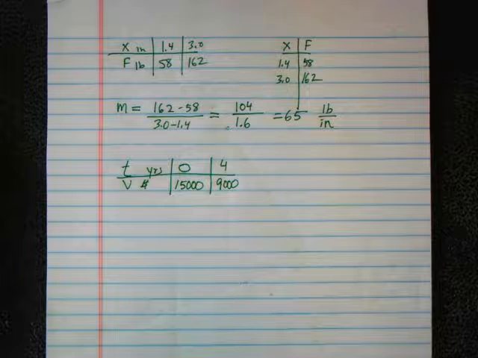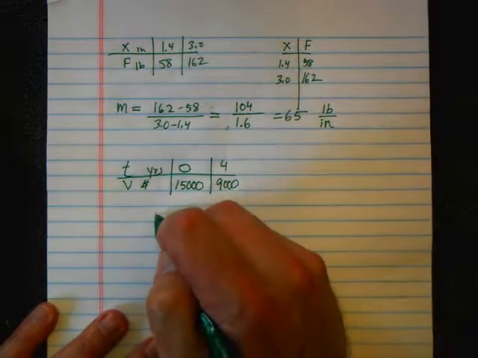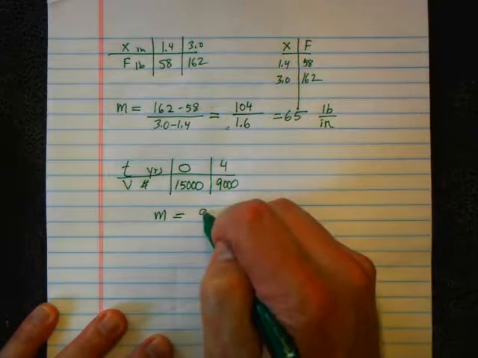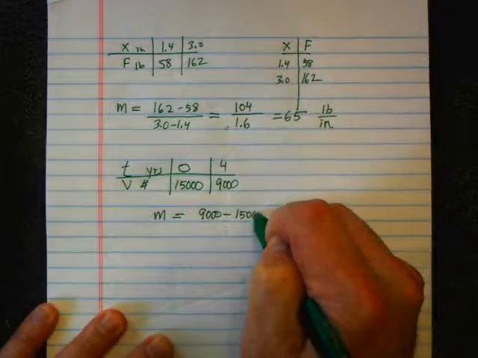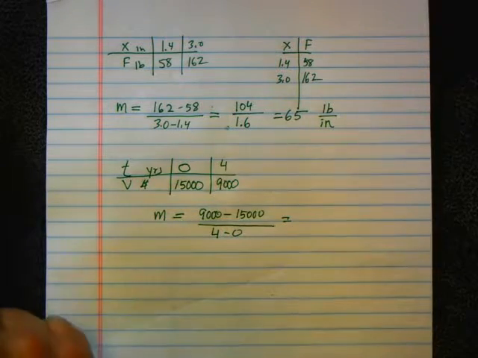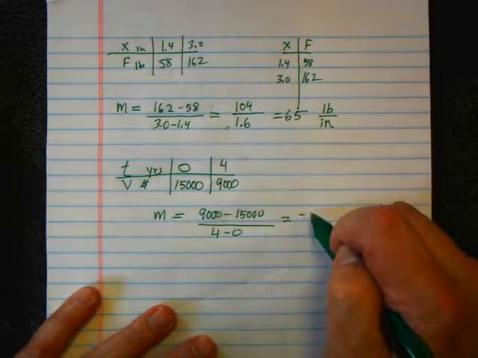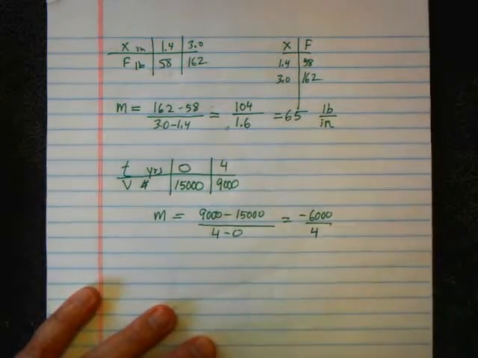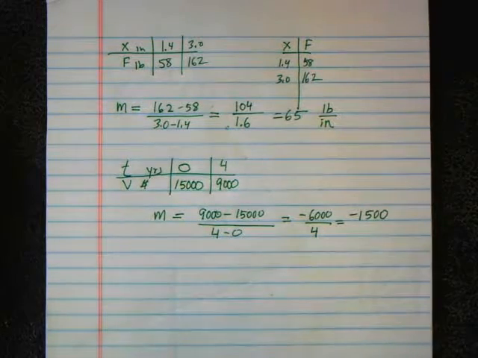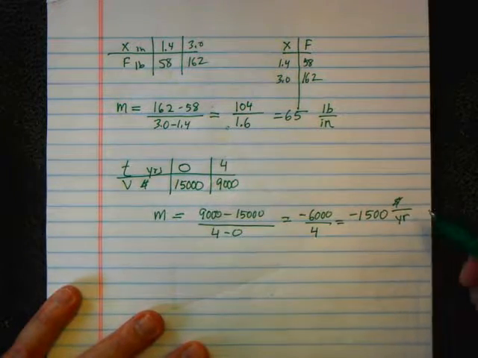So again, it wants us to find the slope and interpret it. So what would you do to find the slope in this case? $9,000 minus $15,000 over 4 minus 0. That's negative 6,000 over 4, which is negative 1,500. And again, what would the units on this be? Dollars per year. All right, so what does that mean?